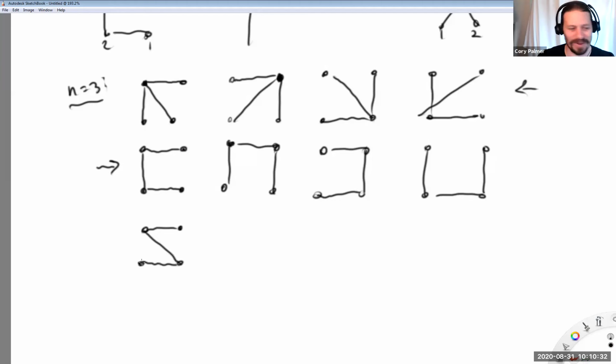Symmetries, yes, right? That's what's going on here. It's the symmetries that are important. This has all these symmetries by swapping these guys. The path obviously has certain symmetries there, and this one has some weird symmetries as well.